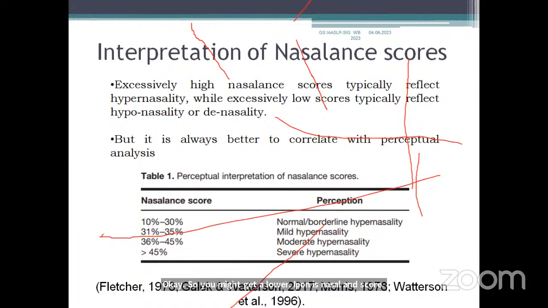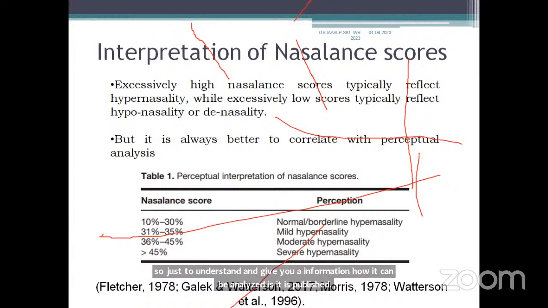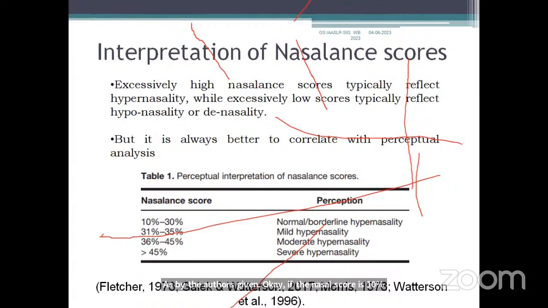when we go for interpretation. Just to help you understand how it can be analyzed, this is as published by the authors. If the nasalance score is 10% to 30%, you can call it normal or borderline nasality. From 31% to 35%, it's mild hypernasality. When it goes to 36% to 45%, we can call it moderate hypernasality. And greater than 45%, we can call it severe hypernasality.